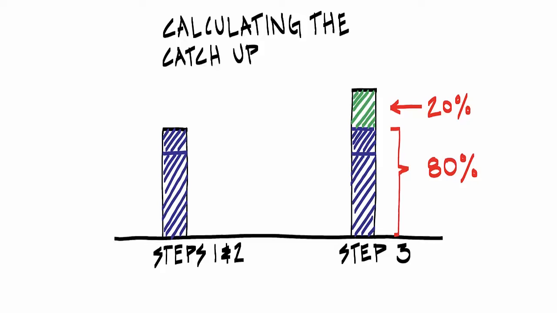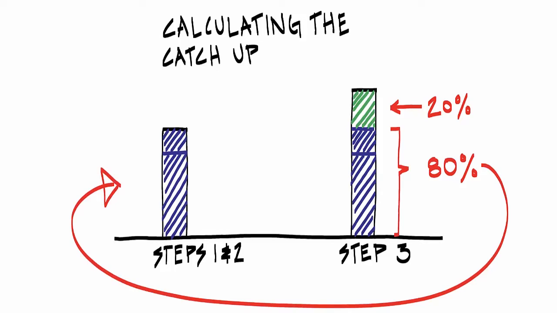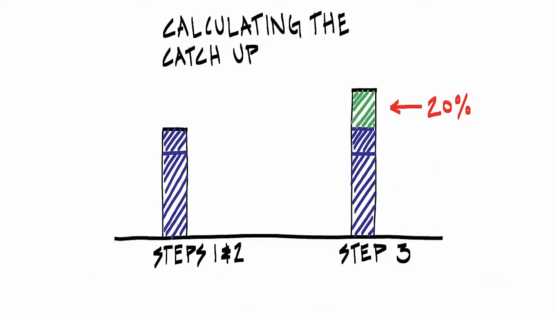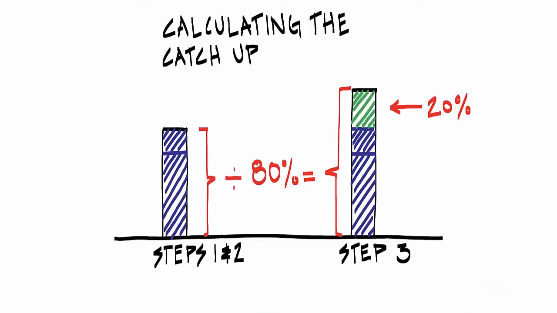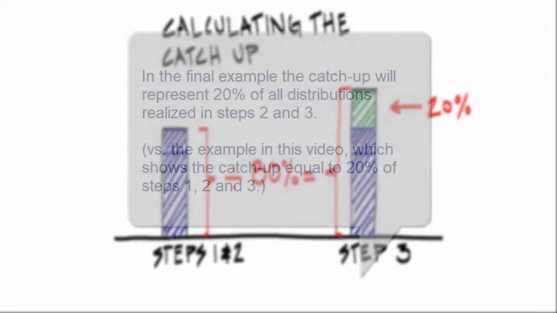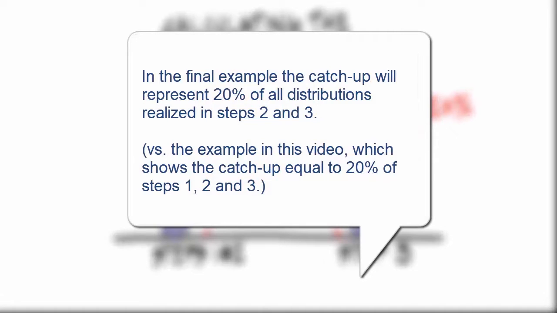And if that's true, then the way to calculate the catch-up is to simply divide the total proceeds in step 1 and 2 by 80%. And that's it. That's the whole thing. I think it can be pretty simple if we break it down. Hopefully this visual will make the Excel template something that's a little bit easier to tackle, so we can move on to that in the next video. And in the final video, we will make an adjustment to how the catch-up is calculated to reflect the most commonly used waterfall.